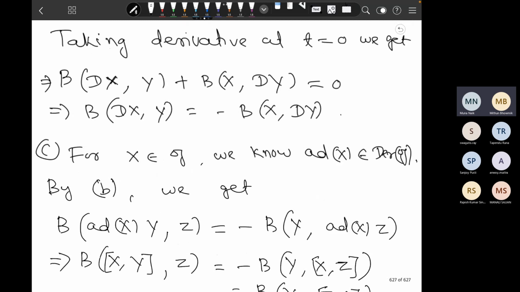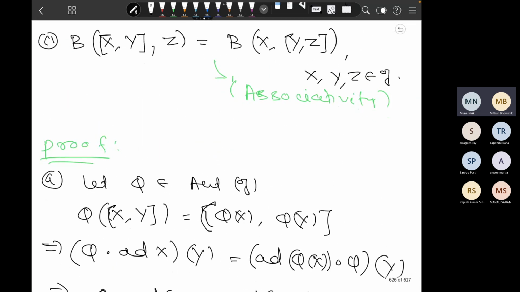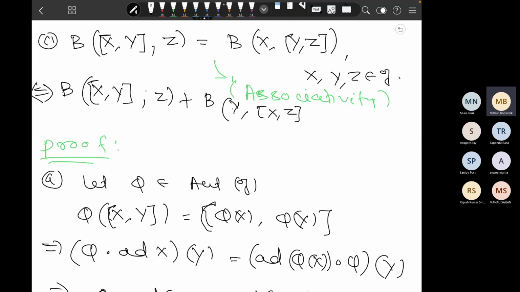This form is perfectly fine, but sometimes something like this is useful. If you look at this, the invariance of B is equivalent to the fact that B of [x, y], z plus B of y, [x, z] is equal to 0. So sometimes people use this form also, and we will use that.